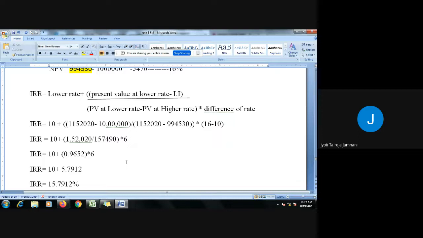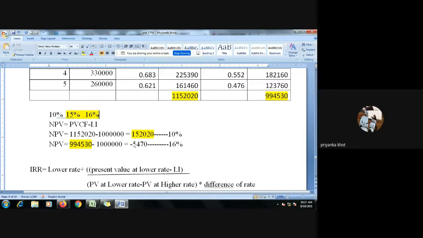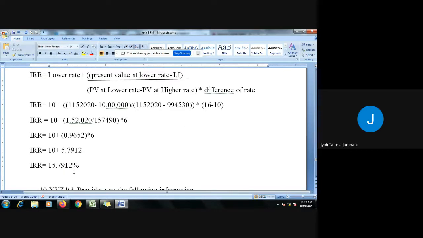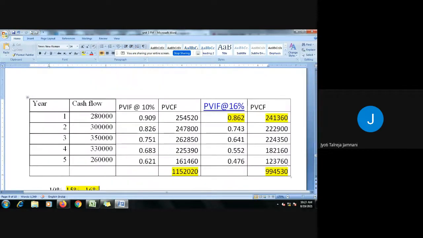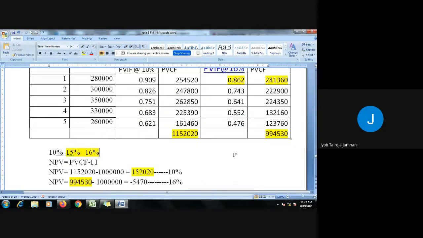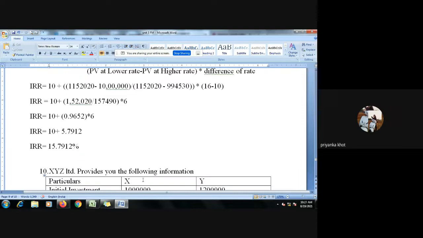Is that fine? Ma'am, is it okay if we can take the round figure for IRR? No, no, whatever you get, you write it. If you round it off and say 16%, then at 16%, we have already tried and we have got negative, 5,470 negative. So you cannot round it off. Whatever is the exact rate, you have to keep it that much, and that is your IRR.